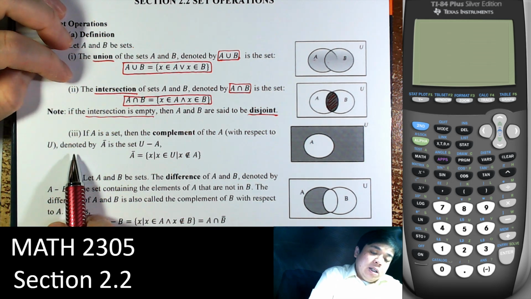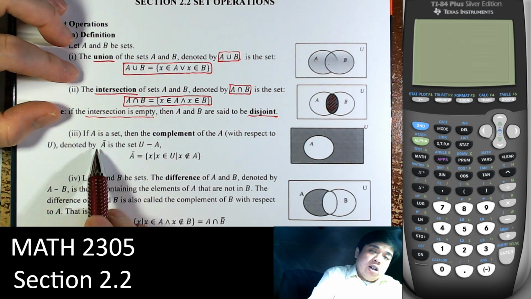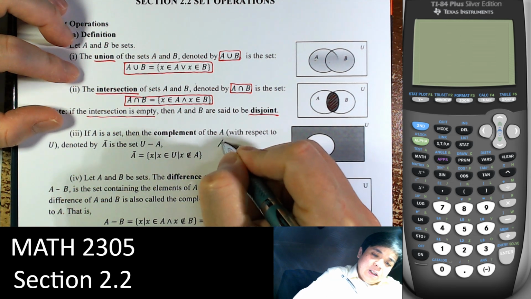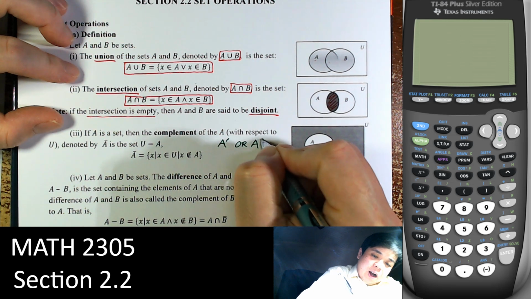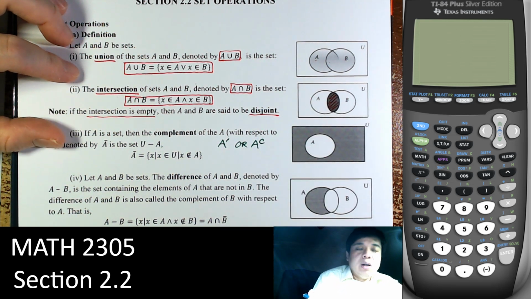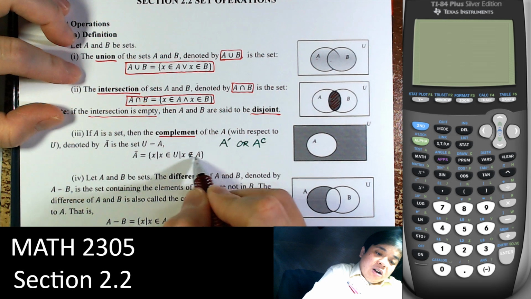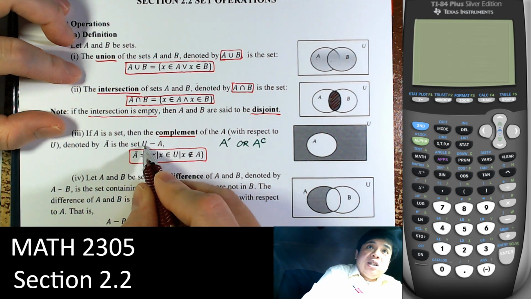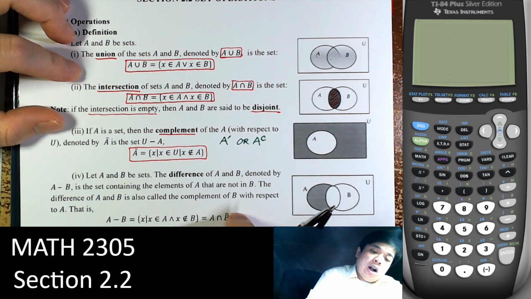The complement of A is denoted by a bar on top of A. Some other books might use a different symbol, or they just spell out complement of A. That depends on the book, but in our book we use the bar on top to denote the complement. The complement means it is not in A, or we can say the universal set subtract A. So outside of A is the complement of A.